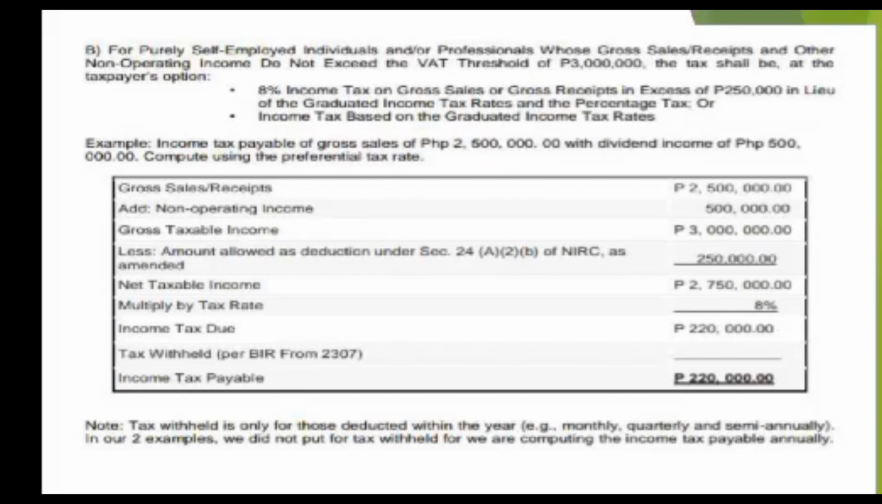Take note that the tax withheld is only for those deducted within the year, monthly, quarterly, and some annually. In our two examples, we did not put tax withheld, for we were computing the income tax payable annually.